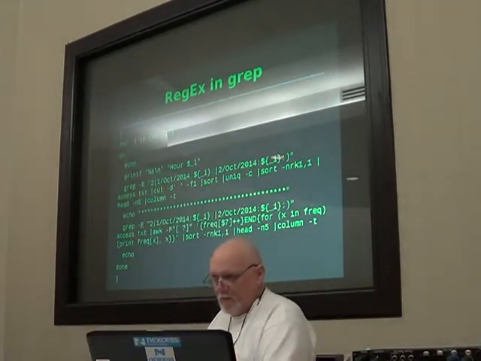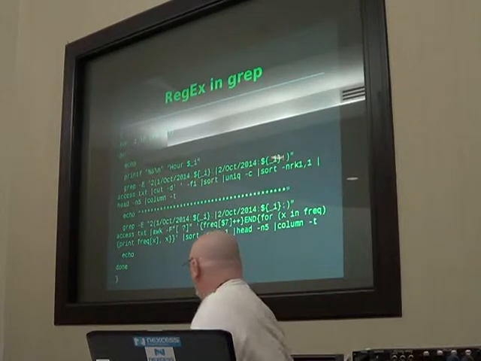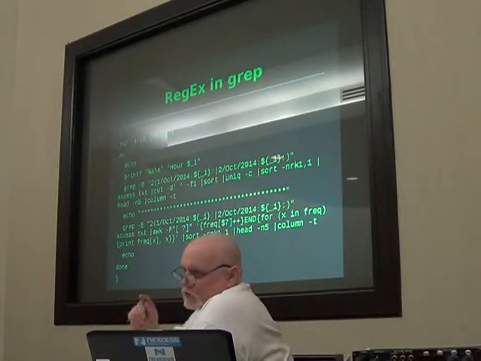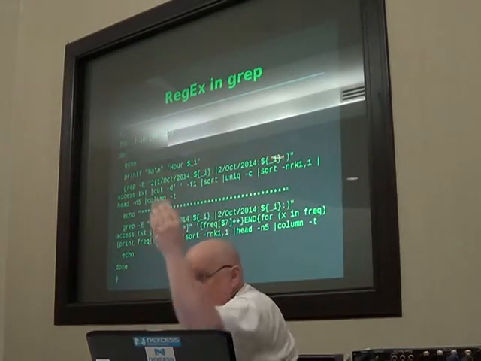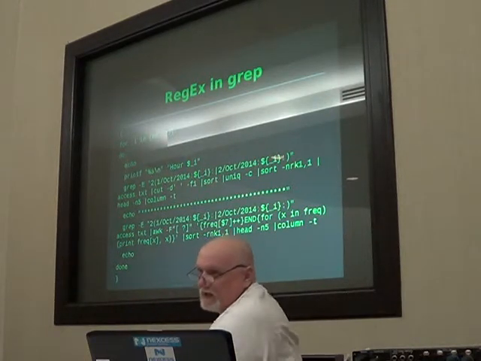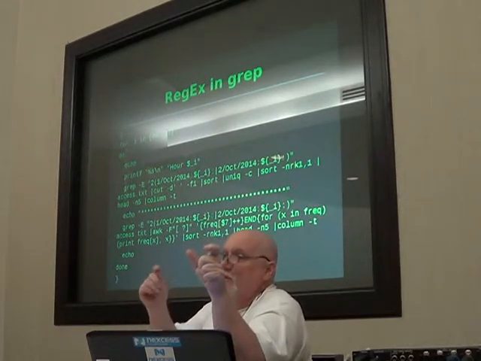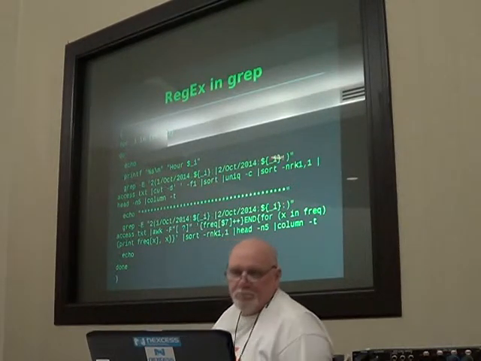What's the difference between sort piped into unique and sort dash u? Sort dash u is going to truncate everything to one instance. It's only going to give you the unique ones and only once. Unique dash c is going to give me one instance, but tell me how many of that instance were there.